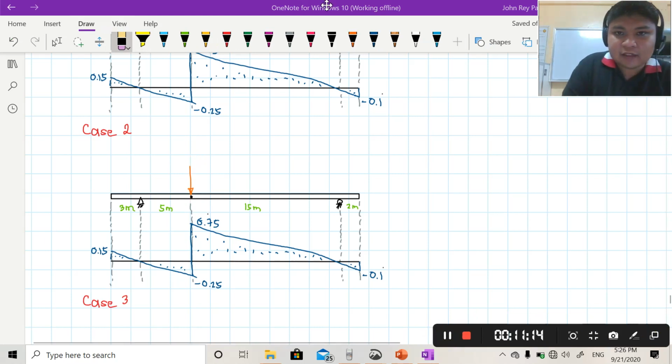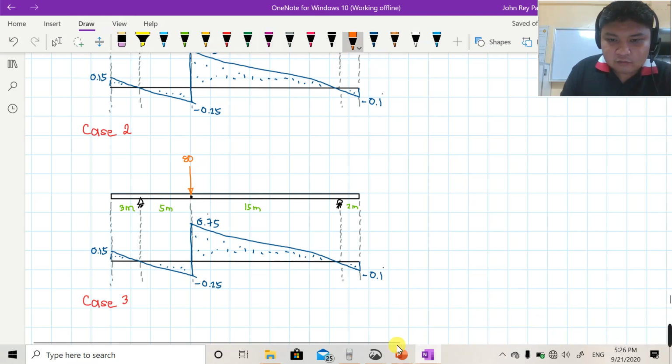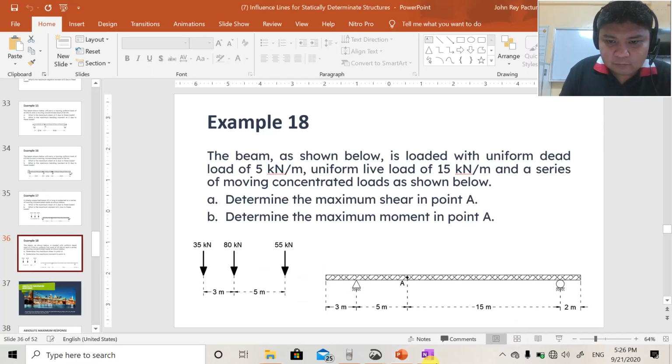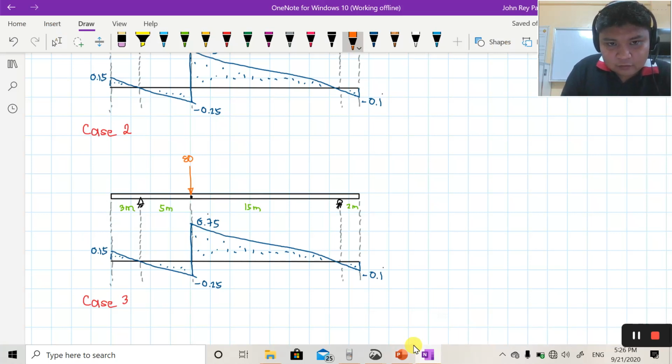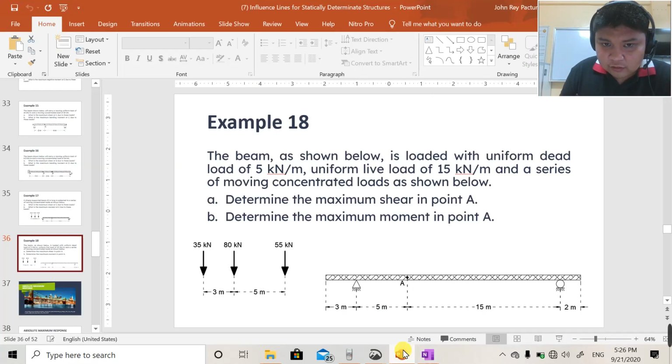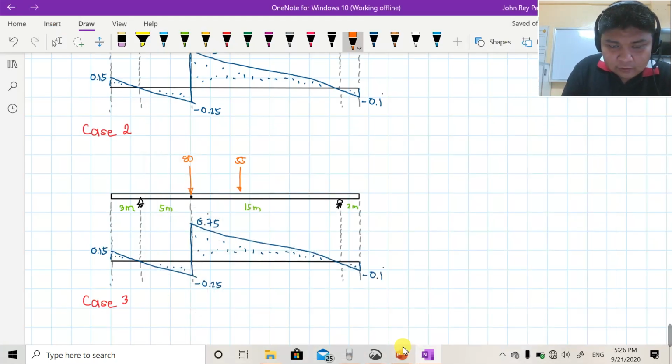Sige, lagay natin yung 80 nga. Tapos, yung ating 55 is 5 meters. So, therefore, syempre, the distance will be here. Ilan nga yun? Nakalimutan ko na. 55. And lastly, yung 35 class will be here. So this will be 35. And the distances will be 2 meters, 3 meters, 5 meters, and 10 meters. So ayan, yung mga dimension.